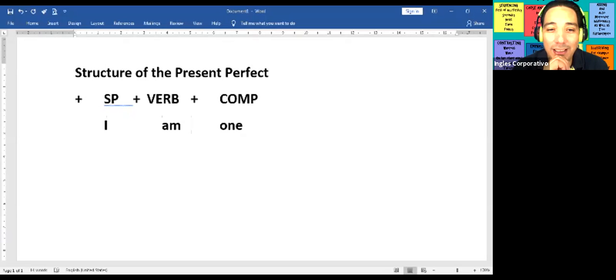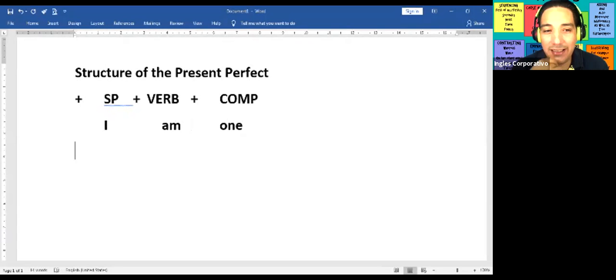Beautiful song. The Hollies. Hold on. Can't remember the name. But Eddie Vedder played that song with that group, the Hollies. I am one. Yes. Okay.